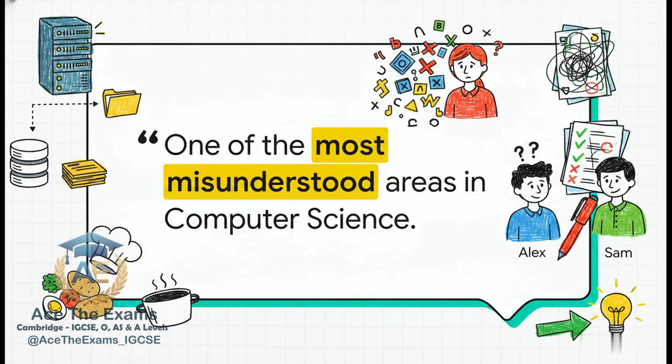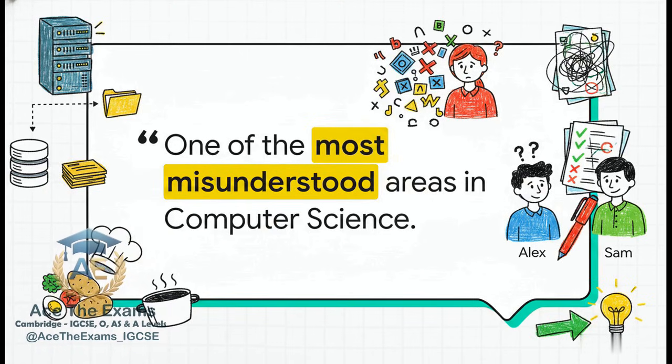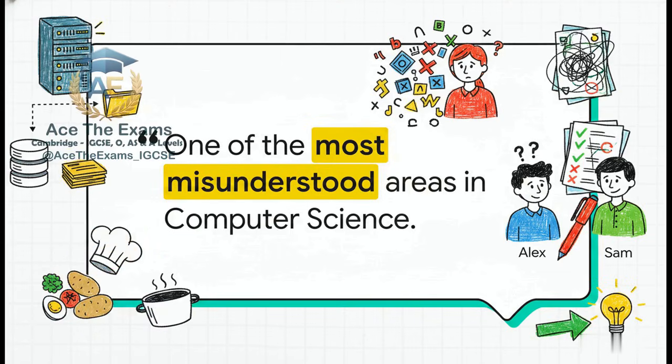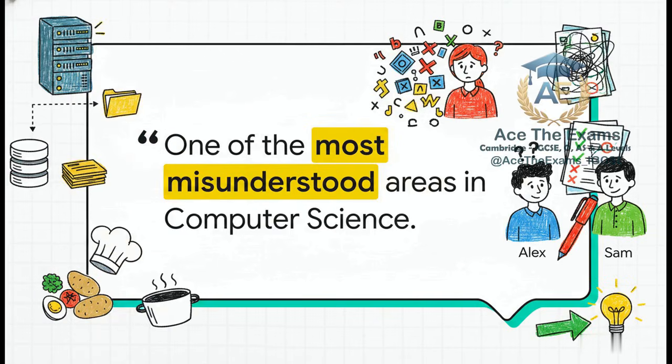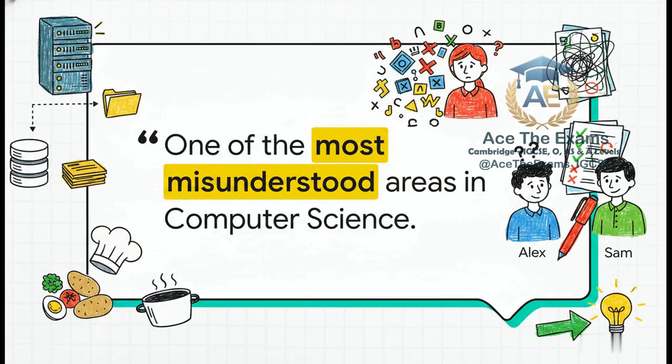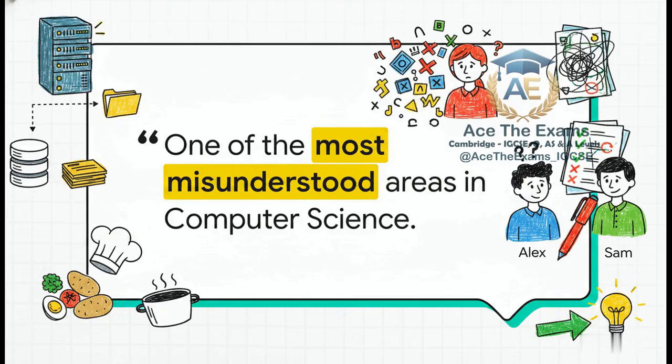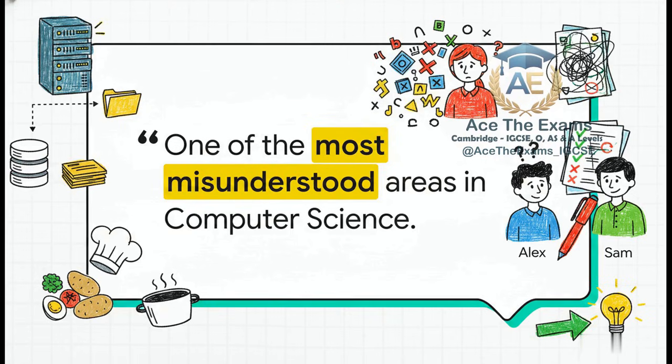To really understand why this happens, let me introduce you to two typical students we see literally every single year. Let's call them Alex and Sam. Alex is what I like to call a walking encyclopedia. When faced with that medical clinic database question, Alex just overloads the page with raw computer science facts. We're talking massive paragraphs listing primary keys, foreign keys, data redundancy, and normalization.